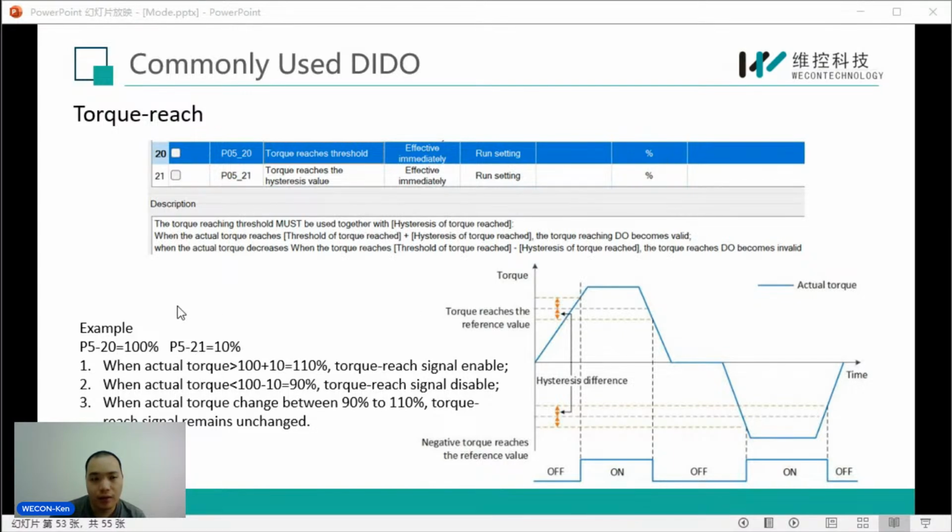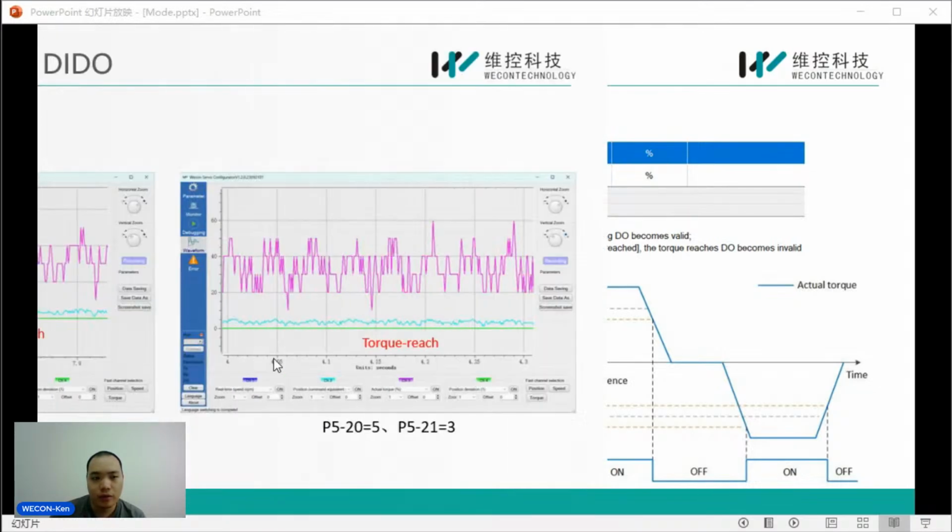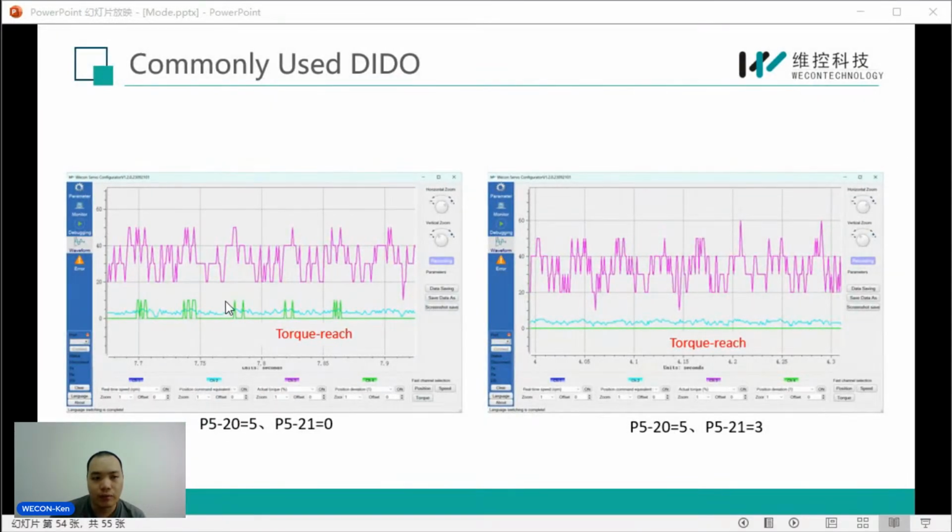If we set P5-21 to 0, you can see in this picture the green curve is the torque reach signal. When we set this parameter to 0, you can see the torque reach signal changes frequently. It will affect our judgment. Then, if we set it to 3, the torque reach signal will not change like the left one.